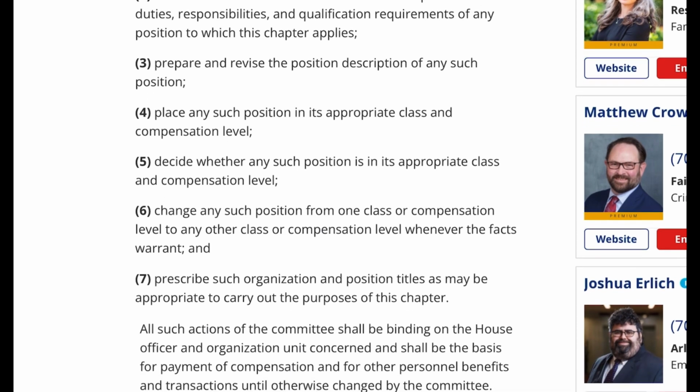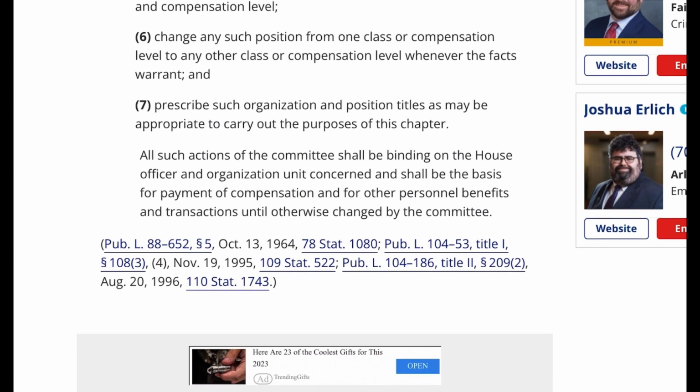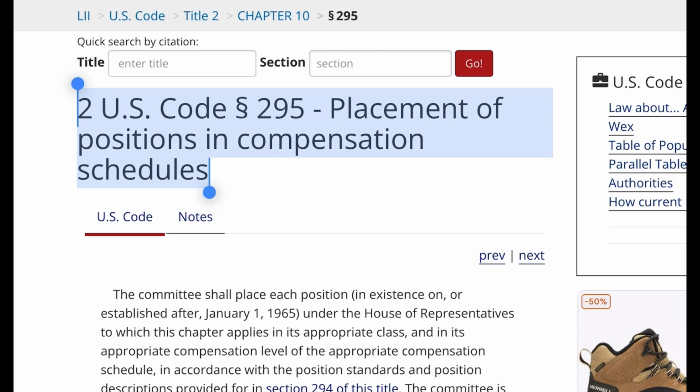6. Change any such position from one class or compensation level to any other class or compensation level whenever the facts warrant. And 7. Prescribe such organization and position titles as may be appropriate to carry out the purposes of this chapter. All such actions of the committee shall be binding on the House officer and organization unit concerned and shall be the basis for payment of compensation and for other personnel benefits and transactions until otherwise changed by the committee. 2 U.S. Code Paragraph 295, Placement of Positions and Compensation Schedules.